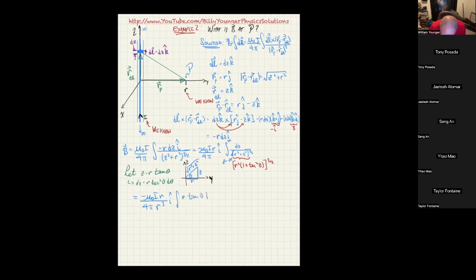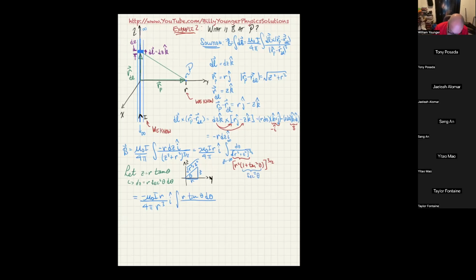Tangent theta d theta. So there's the extra r we needed. And then that all will be divided by 1 plus tangent squared. But I think you all know that 1 plus tangent squared is secant squared theta. Therefore, it's to the 3/2 power. That means it's going to be a secant cubed theta in the bottom.